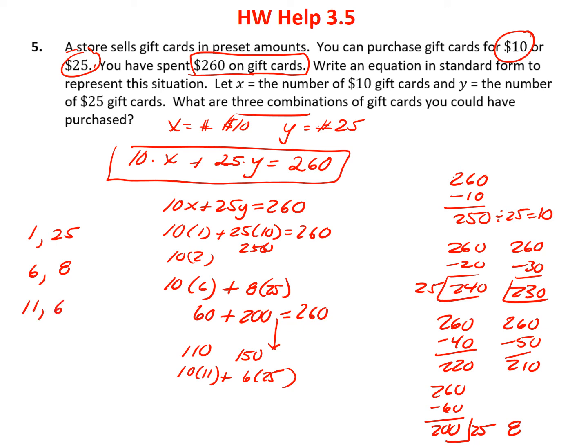If we follow that pattern, you can see we're going down. This is going up 5 each time. So we went 1 to 6, up 5, 6 to 11. So this is going to be 16.